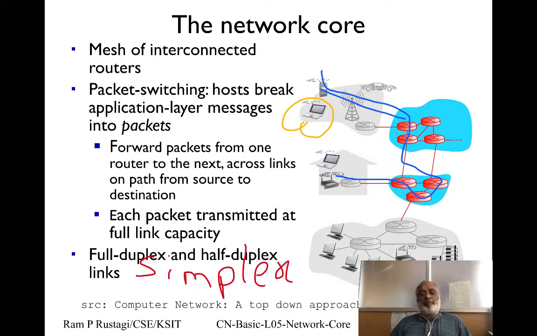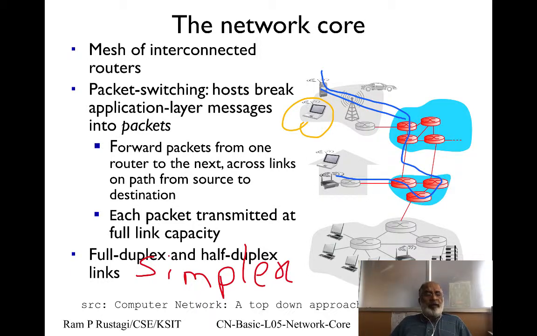A simple example of simplex: let's look at a one-way road. If in your road network in a city, a particular street is marked as one way, that means cars can go from one end to the other, but can never come back from the other end to this side. This is called a one-way road, and this is called simplex traffic.